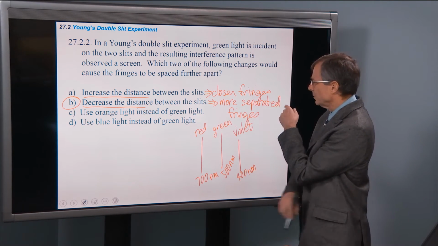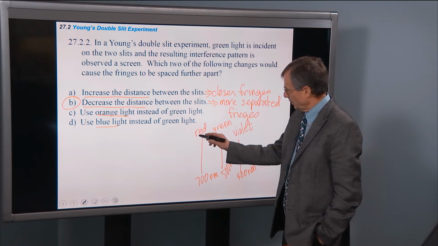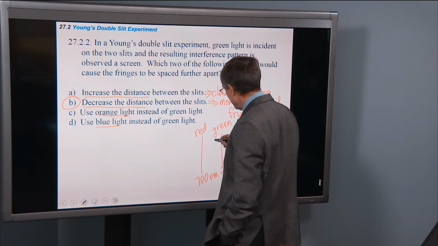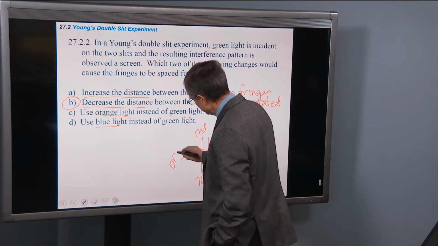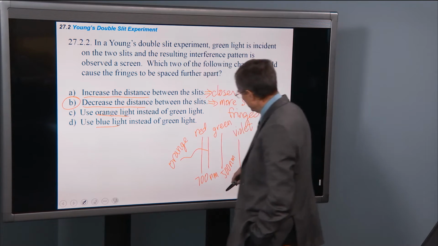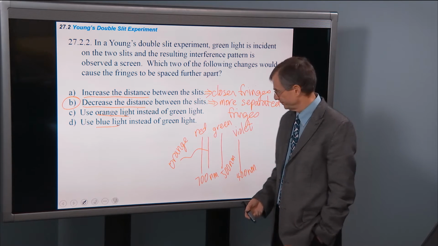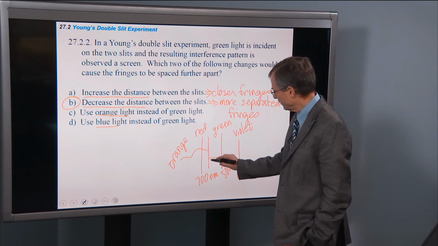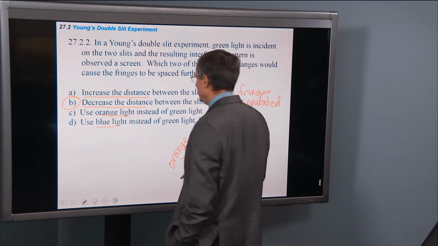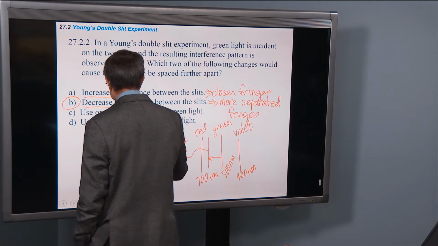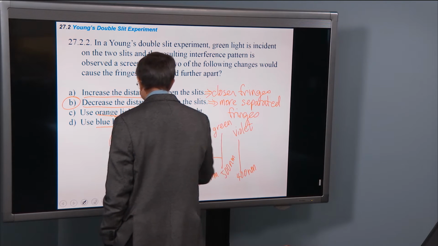So we're interested in orange light or blue light. Where's orange? Well, it's red and then orange. Roy G. Biv, right? So orange will be somewhere here. Is its wavelength greater or less than green light? You say, well, we're moving from green, which is maybe 500, over toward the red, so the wavelength is greater. So the orange light has larger wavelength than green.